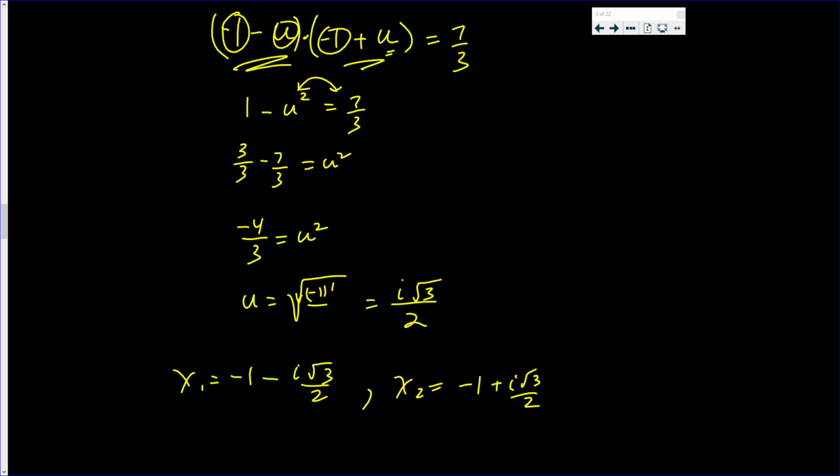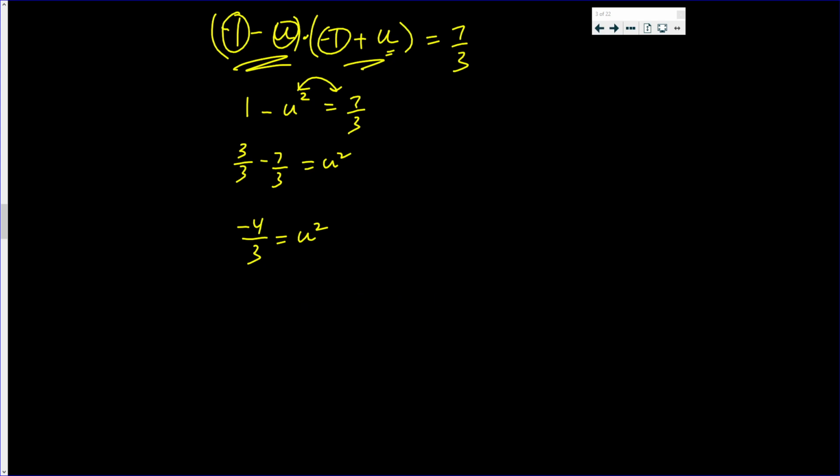Except, as you all know, I messed up here, sorry. u is equal to the square root of negative 1 times the square root of 4 divided by the square root of 3. There's the square root of 4, there's the square root of negative 1, and there is the square root of 3. If I rationalize this by multiplying by 1, I get 2i square root of 3 over 3.